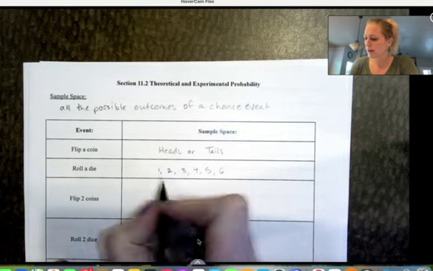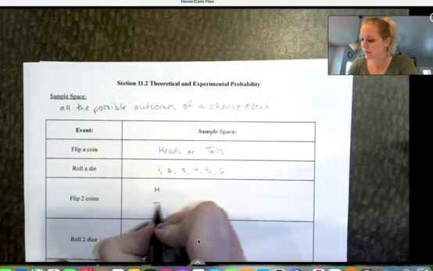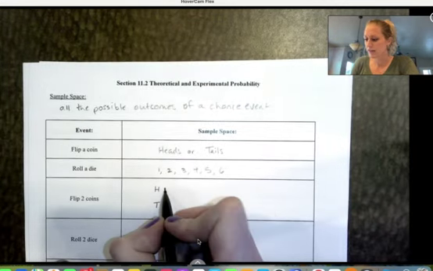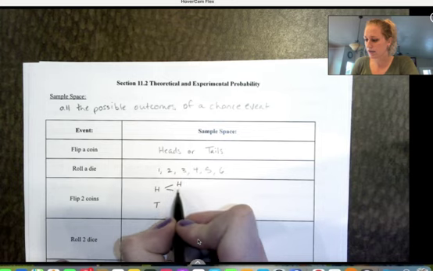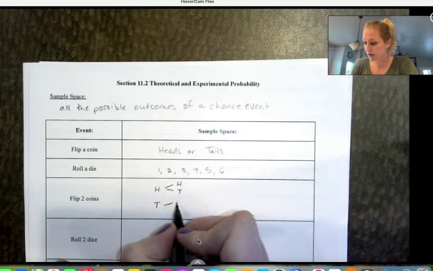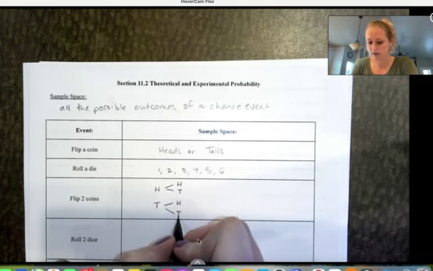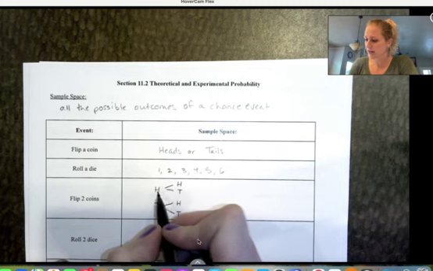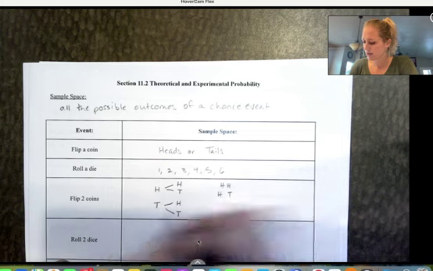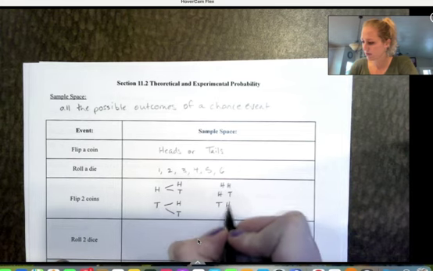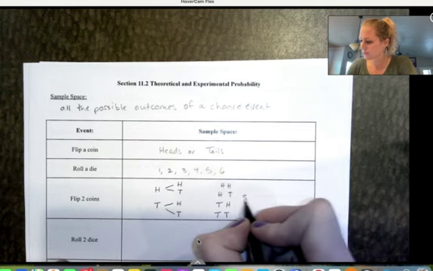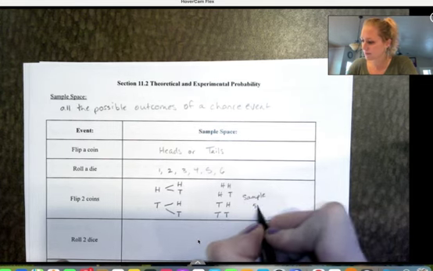Now if you flip 2 coins, so I'm going to use H for heads, T for tails. Let's say I flip a coin and I get heads. Then I flip my second coin, I could get heads or tails. If I flip the first one and got tails, flip the second one, I could get heads or tails. So my possible pairings, I could have got heads, heads, heads then tails, tails then heads, or tails then tails. So this is my sample space. So there are 4 different outcomes.